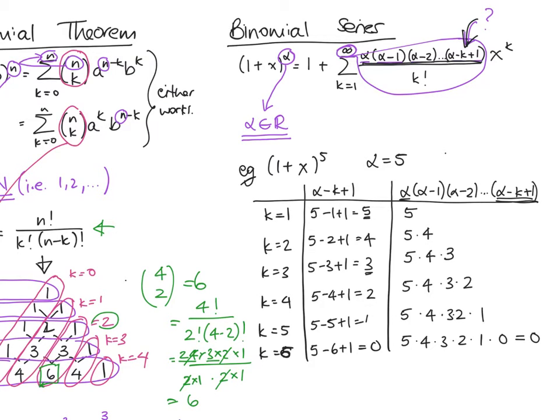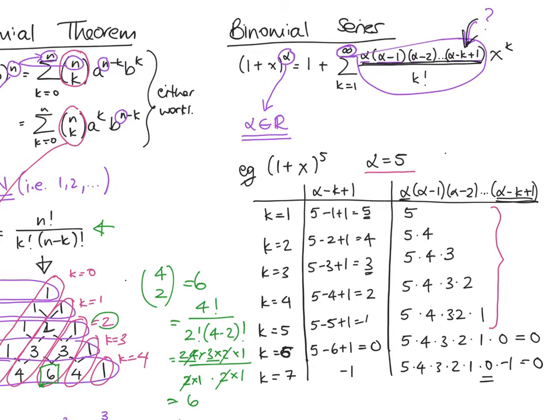And notice that if we have any higher values for k, for example 7, then our alpha minus k plus 1 would give us a minus 1. So we'd have 5 times 4 times 3 times 2 times 1 times 0 times minus 1, and that's still going to be 0. And any later ones are always going to have a 0 in. So for alpha equals 5, our binomial series is actually finite. It only has 5 terms.